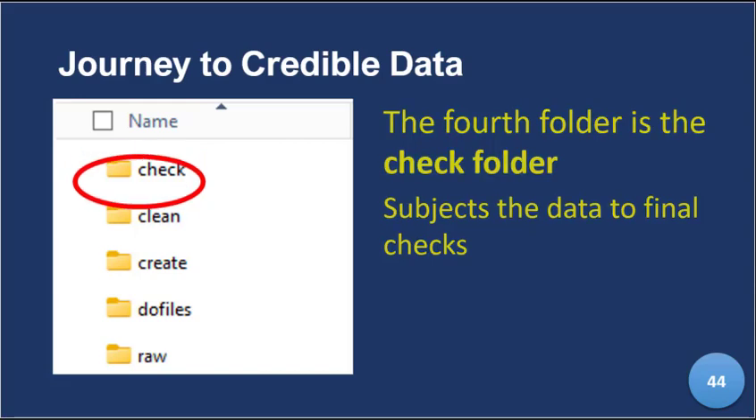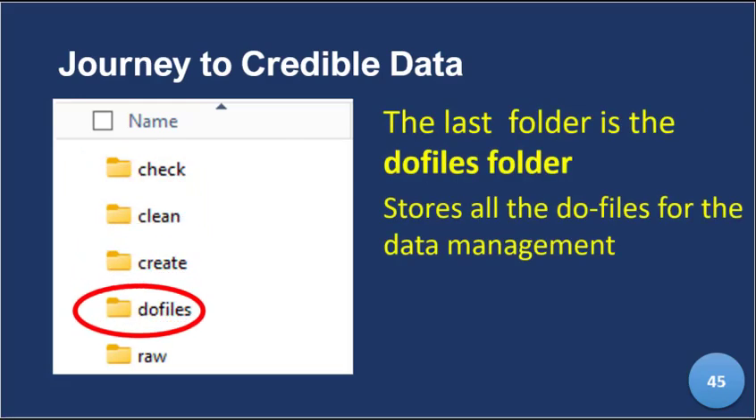So we'll have also a folder for do files, which we rarely talk about because we're used to that. Yeah, that's what stores what controls all the other files. Now some people, I've seen them do it in such a way that do files for create are in the create folder, do files for clean in the clean folder. Whatever works best for you, please go ahead and use. But these are the 3 or 5 fundamental folders you will require when you are working with data management.